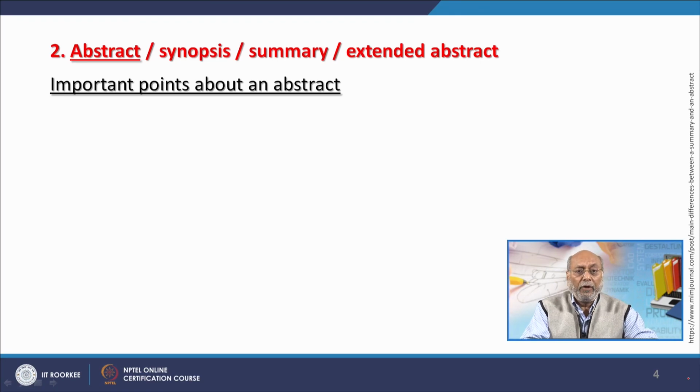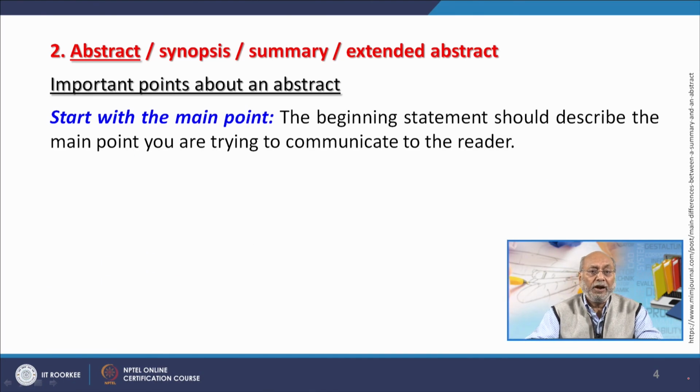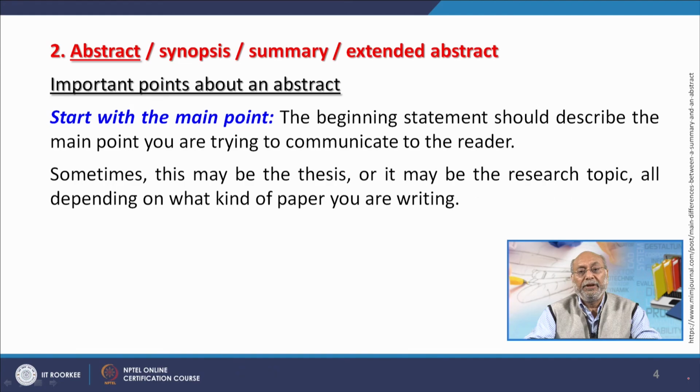So, important points about an abstract, as we know, start with the main point. In a similar way we have discussed these things, but now let us look at how in summary, extended abstract and abstract these points will come. Start with the main point, and in the case of an abstract the main point is the beginning statement which should describe the main point you are trying to communicate to the reader. If a work has been done, say, on COVID vaccination, then that main point should come in the beginning.